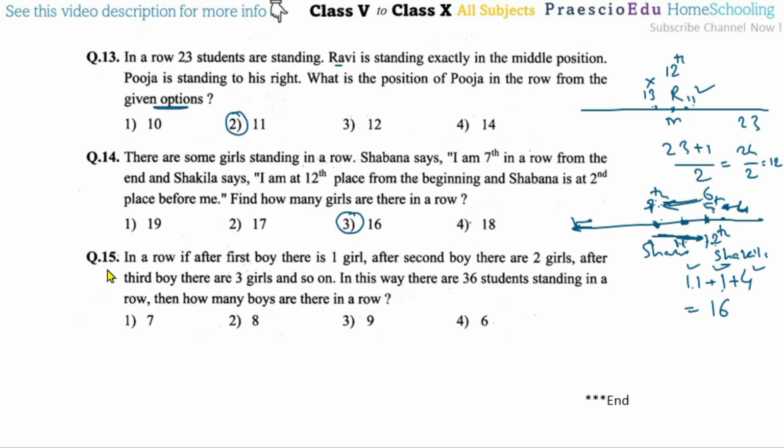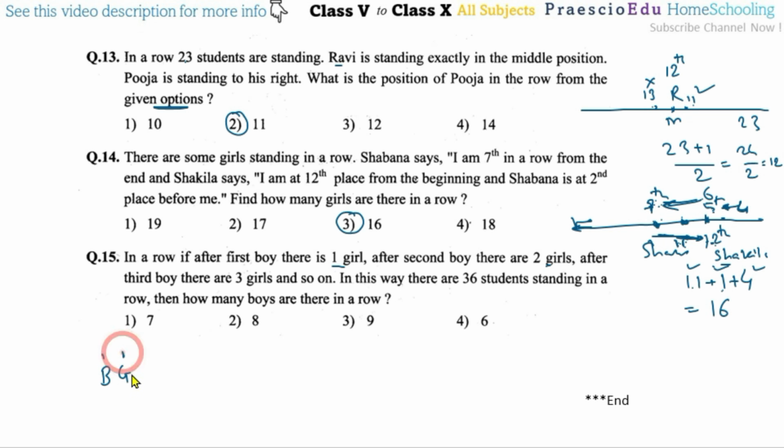Okay. Question number 15. In a row, if after first boy there is 1 girl, after second boy there are 2 girls, after third boy there are 3 girls, and so on. In this way, there are 13 students standing in a row. Then how many students are there in a row? Okay, so suppose this is a boy first. Okay, after the boy, one girl is there, so G is there. Okay, suppose for the counting purpose, I will just mention this is a 1 and this is a 1.